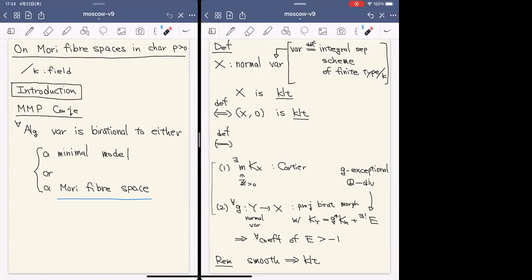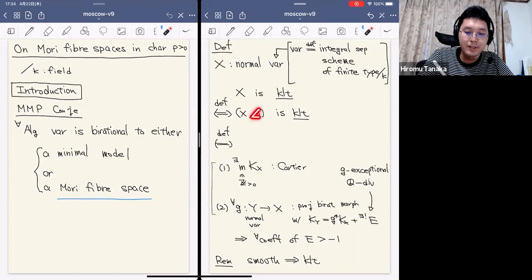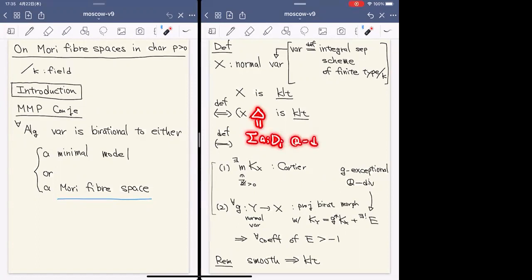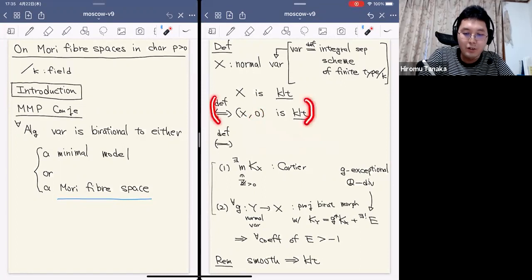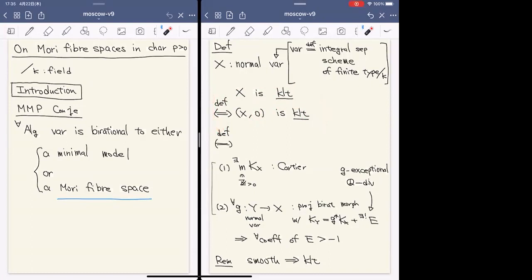I'm sorry, and what is 0? So you say that X is KLT if (X, 0) is KLT. What is 0? Usually this is (X, Delta), where Delta is a Q-divisor. But there is no divisor in your definition, right? Yeah. So you can ignore this part. Many people define KLT singularity for pairs, but today I only use X, the case when Delta is equal to 0. Yeah, please ignore this one.